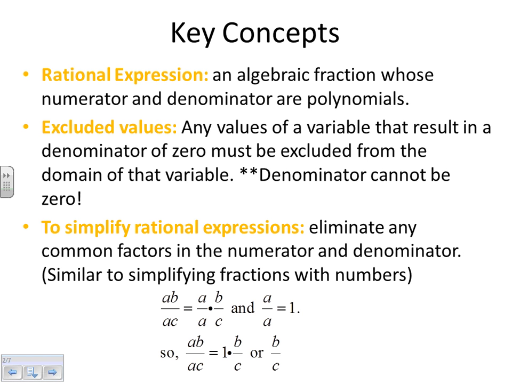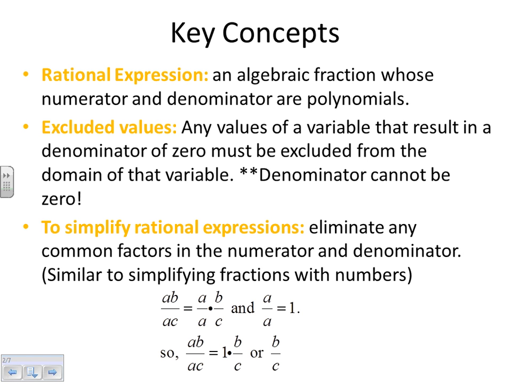Excluded values: any value of a variable that results in the denominator of zero must be excluded from the domain of that variable. Basically, all that means is your denominator cannot be zero. So we've got to say such and such cannot be equal, because if it was equal, that would make a zero in your denominator. And I'll show you what I mean by that in a second.